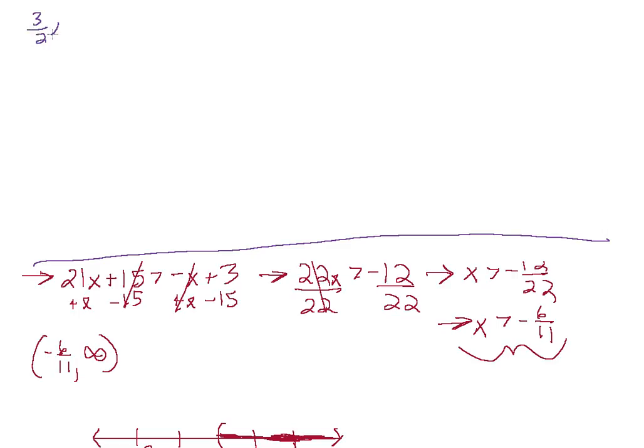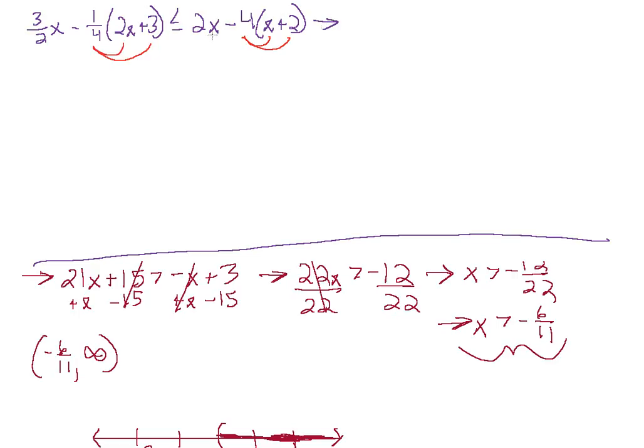Let's say we have 3 over 2 times x minus 1 over 4 times 2x plus 3, and this is less than or equal to 2x minus 4 times x plus 2. It seems like these inequalities are getting longer. So we have 3 over 2x. Let's go ahead and distribute this minus 1 over 4 and distribute this minus 4.